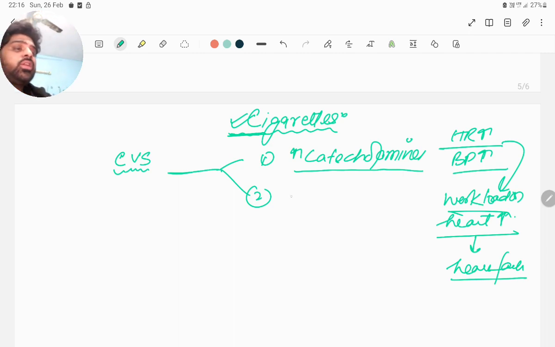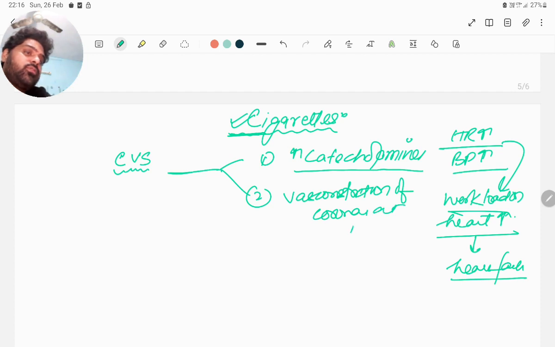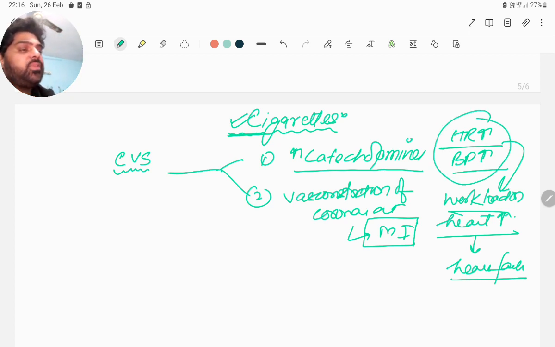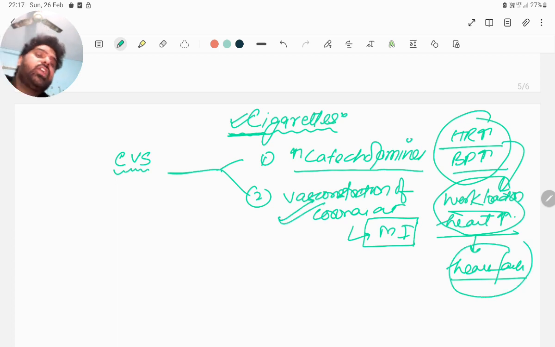Second, it is a vasoconstrictor. It causes vasoconstriction of coronary arteries, which can lead to MI. Very important point. So it can cause increased catecholamine, which can cause increased heart rate, increased BP, increased workload on the heart, and can cause heart failure. Secondly, vasoconstriction, and can cause MI.